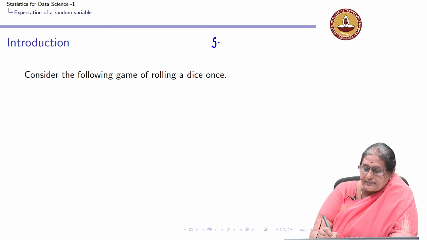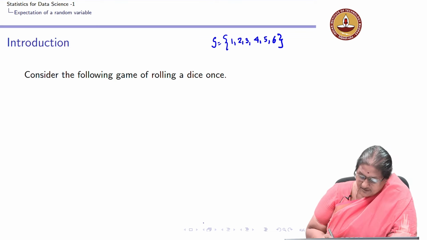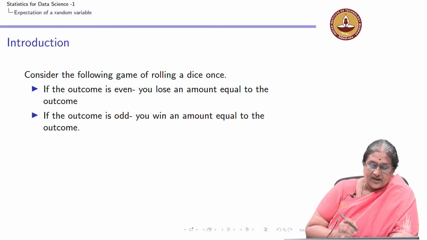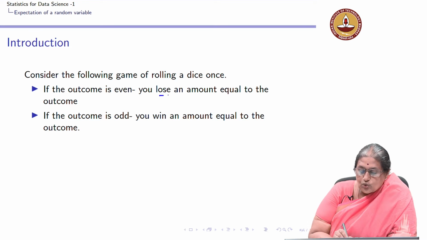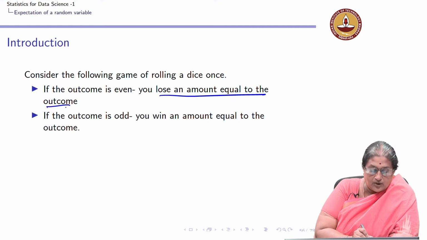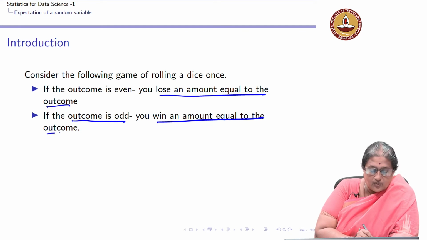I know my sample space here is going to be any one of the outcomes, and the outcomes are 1, 2, 3, 4, 5, 6. I am talking about a 6-sided fair dice. Now let us play this game. If the outcome is even, you lose an amount equal to the outcome. If the outcome is odd, you win an amount equal to the outcome.